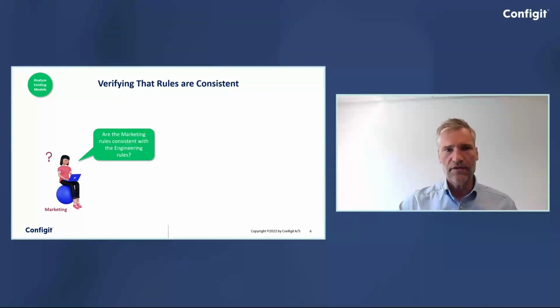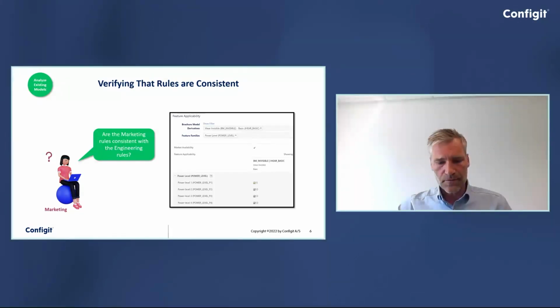So here's a typical problem. I'm in marketing, and I would like to know whether the rules that I have created are consistent with the engineering rules. Very often, there will be a set of marketing rules that define what product variants you would like to offer in the market, and there'll be a set of engineering rules that define what you can actually build. And it's of course important that these two sets of rules are consistent. Otherwise, you risk promoting some product variants in your sales and marketing material that you cannot engineer and cannot manufacture. So how do you check this?